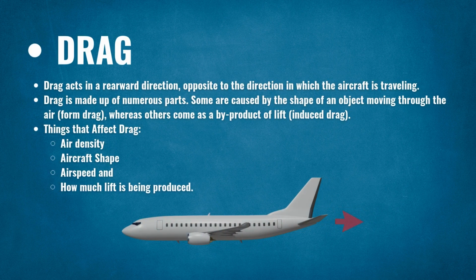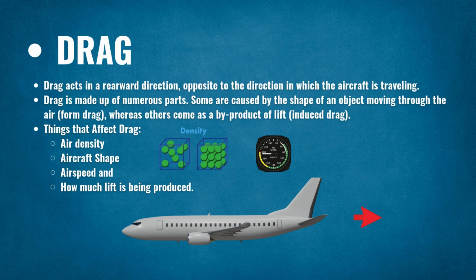Third force is drag. Drag acts in a rearward direction, opposite to the direction in which the aircraft is traveling. Drag is made up of numerous parts. Some are caused by the shape of an object moving through the air, form drag, whereas others come as a byproduct of lift, induced drag. Things that affect drag: air density, aircraft shape, airspeed, and how much lift is being produced.